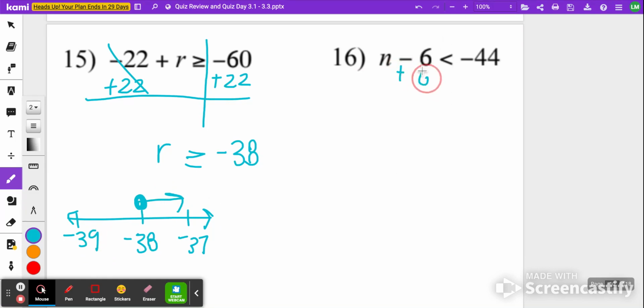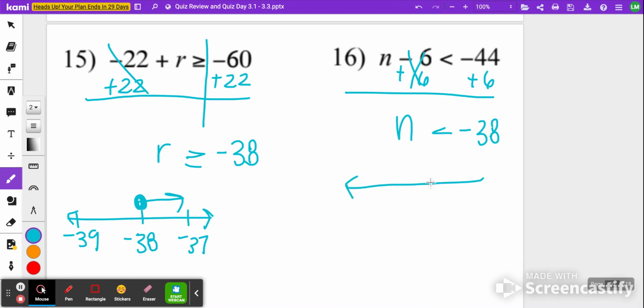For number 16, I'm adding 6 to both sides. These positive and -6's cancel out, so all that's left is n. I have a -44 though adding with a 6, that means I'm going to get a negative 38. On my graph, n is less than negative 38, which just means I would have an open circle pointing left.